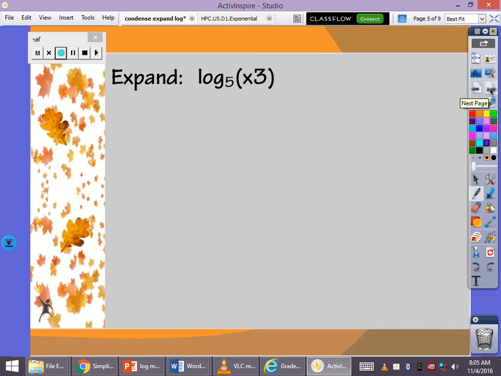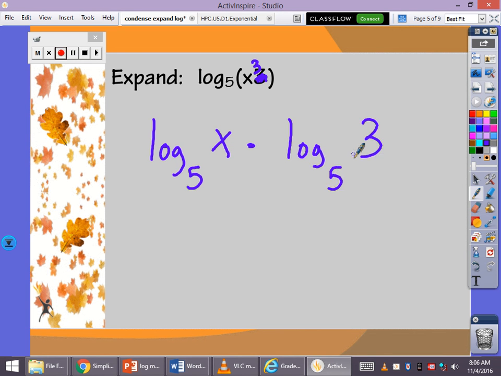Oh, sorry. I made a mistake when I typed this one. Give me a second. I just realized. This should be x to the third power. Okay? Which rule is this? Power rule. And so when I take a power to a power, I really multiply. So I'm going to do the log 5 of x times the log 5 of 3. Cool? All expanded.